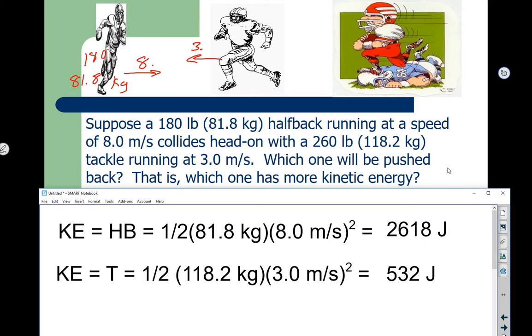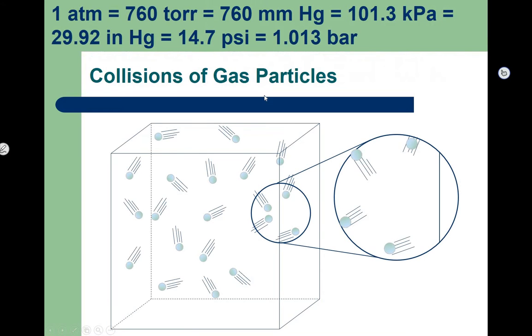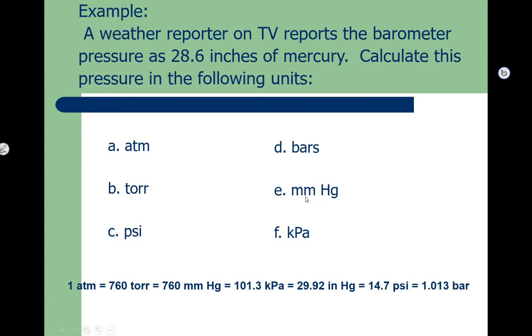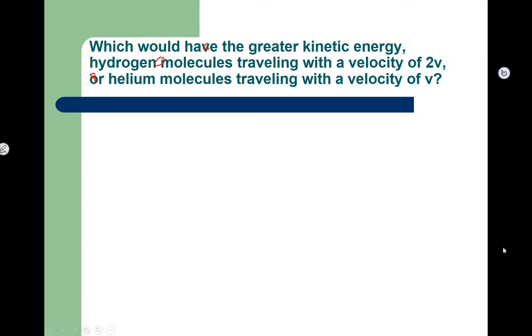Okay, so let's go on to the next one here. With all my little oopses there. Whoops, going back. Yes, that is not forward. There we go. Which would have greater kinetic energy? Hydrogen molecule traveling with a velocity of 2v or a helium molecule traveling with a velocity of v?